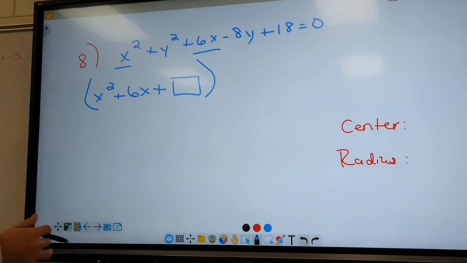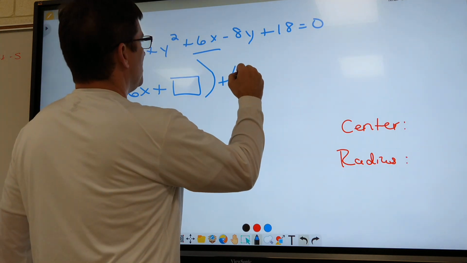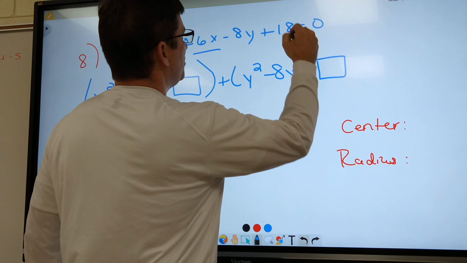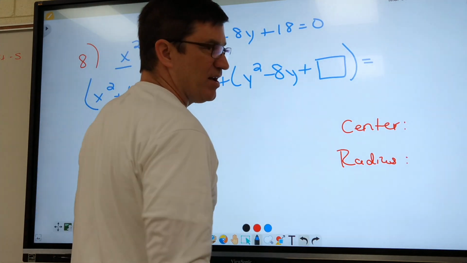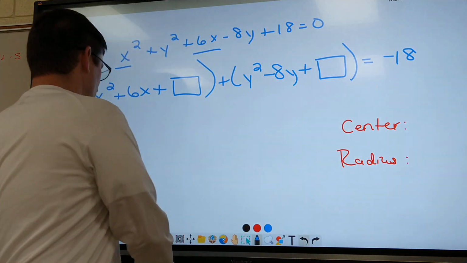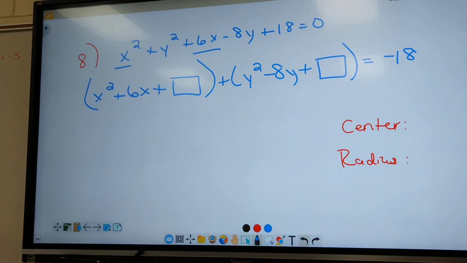Then I put my y's in a group. That's going to be y squared minus 8y, then a box. What do we do with this plus 18 since it doesn't have an x or a y? Move it over, make it a negative 18. All right, so first step, you're just grouping everything together.